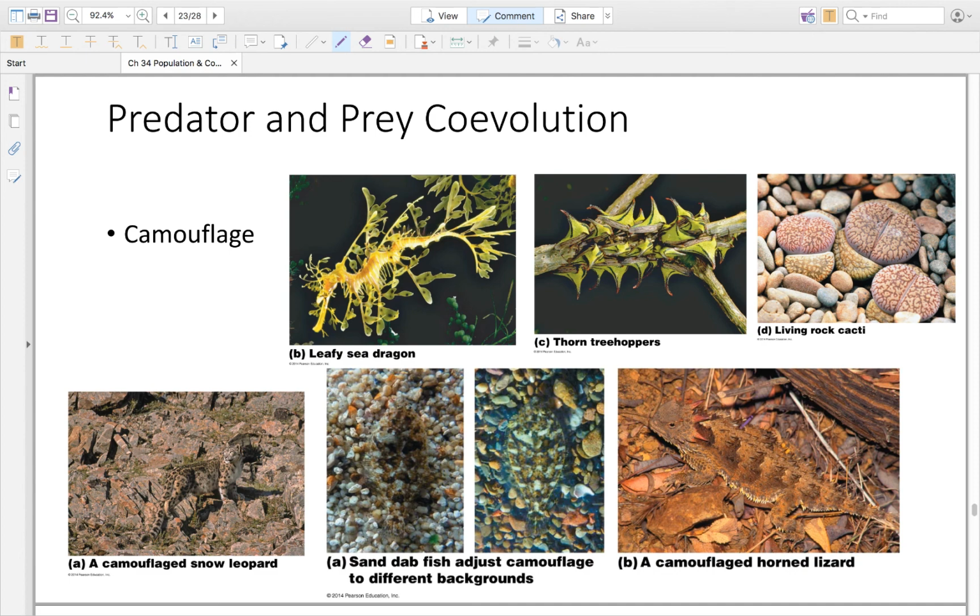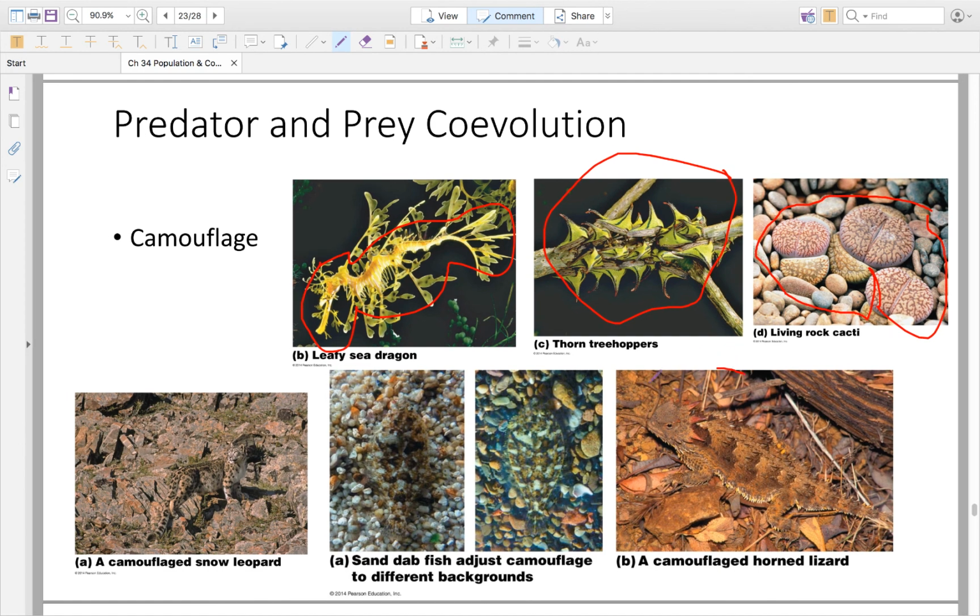ones. So this is the leafy sea dragon right here, and it's actually an animal, but it looks like a leaf. So its defense is to blend in with the shrubbery, to not be eaten by bigger fish. Thorns are typical defenses for trees. These are cacti that have evolved to look like rocks. There they are. This is a camouflage lizard.